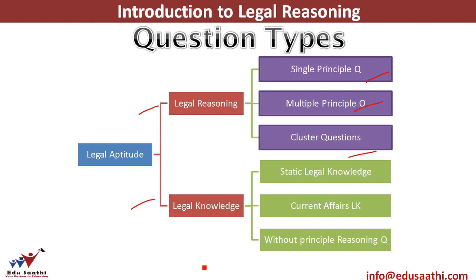In contrast with legal reasoning, legal knowledge is based on the static legal knowledge you have. Static legal knowledge would mean that there is no legal reasoning involved, and you have to have pre-hand knowledge of certain principles and concepts or basic terminology related to law to solve this section. Legal knowledge section would also include current affairs, which means you have knowledge of recent popular judgments and the name of the law minister or Chief Justice of India. These are the things which you can get in the current affairs related to legal knowledge.